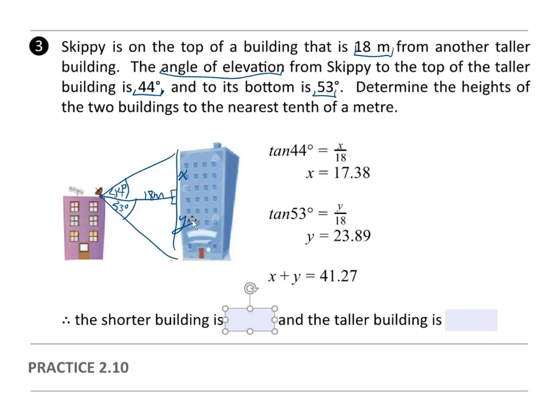The shorter building is going to be the height of y because it's directly across and down. So it's going to figure out how tall it is at level. So it's going to be 23.9 because that's what y is, rounded to the nearest tenth. And the taller building is going to be the two added together, rounded to the nearest tenth.